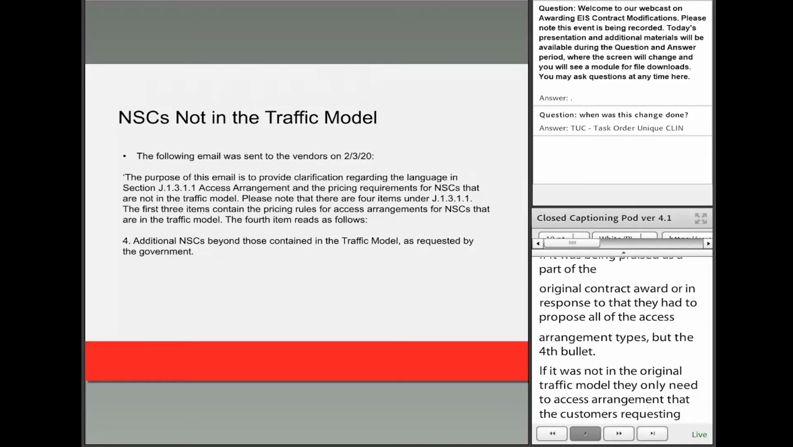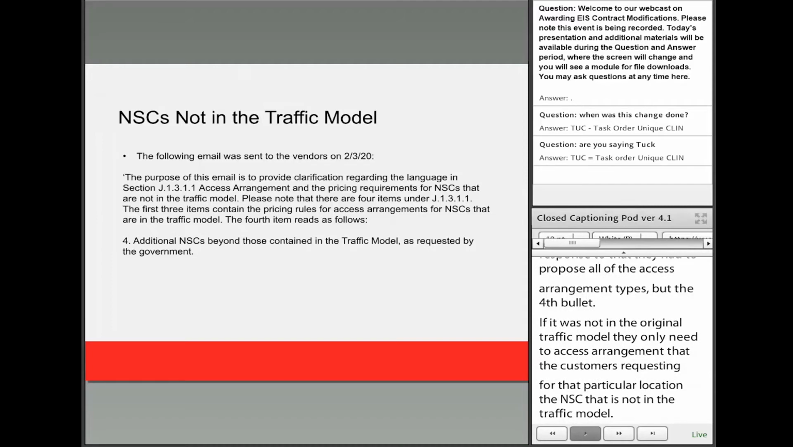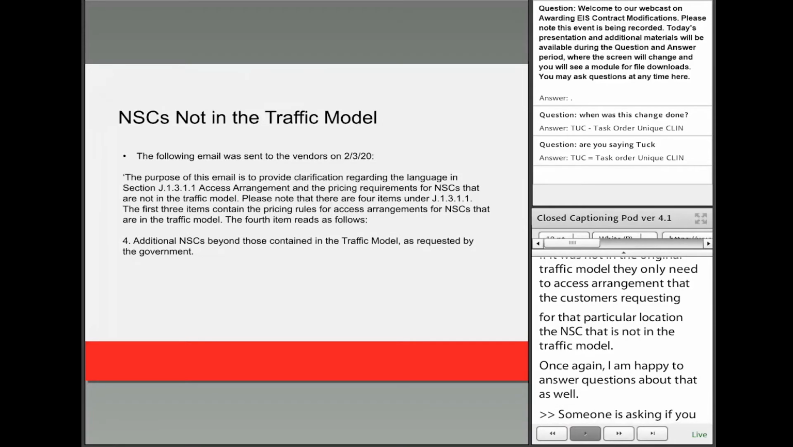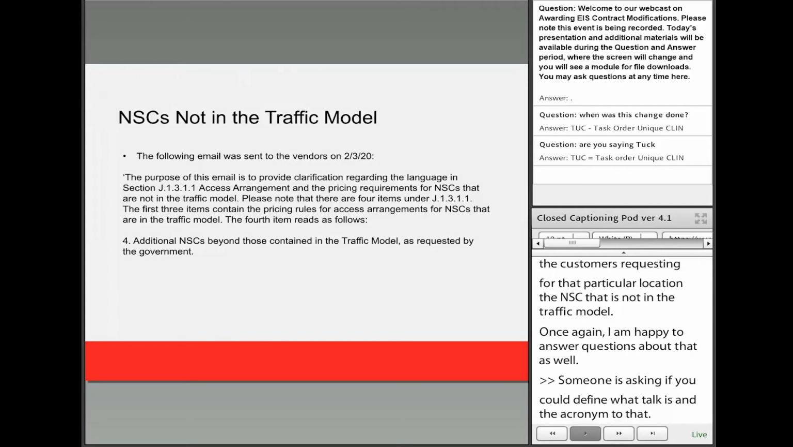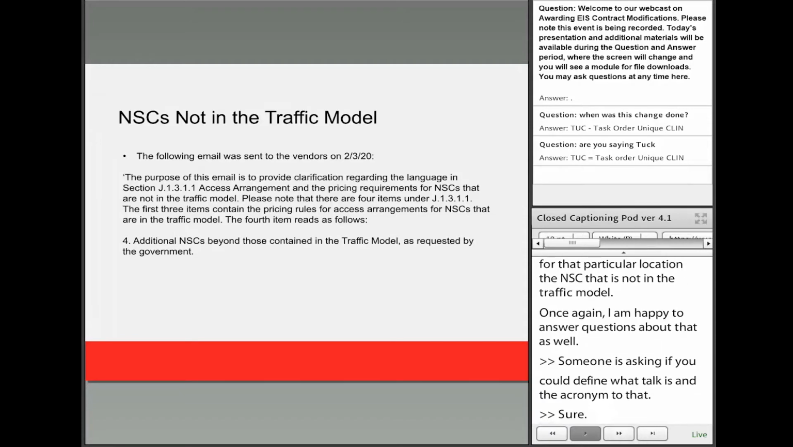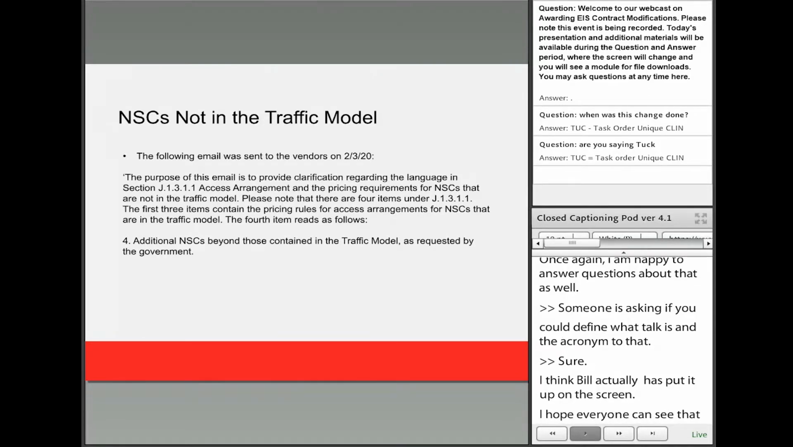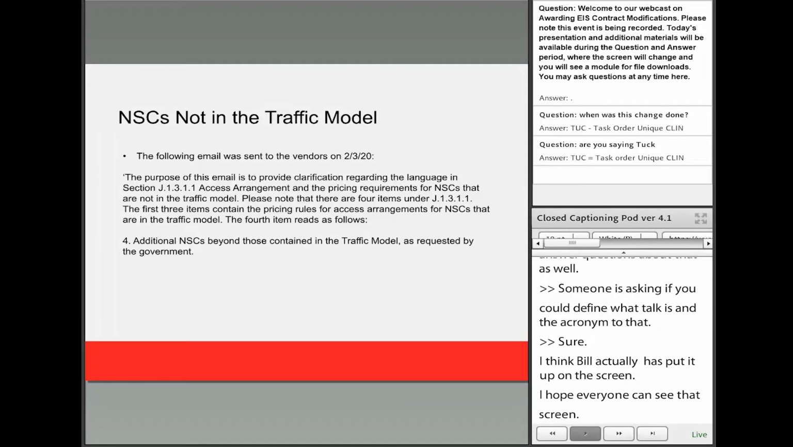So Tim, it's Mary Ann. Someone's asking if you could define what TUC is and the acronym for that. Sure. I think Bill Kinter has put it up on screen. I hope everyone can see the chat screen. It says TUC equals Task Order Unique CLIN. And once again, a TUC only exists on the task order. It's never brought back and added to the contract.